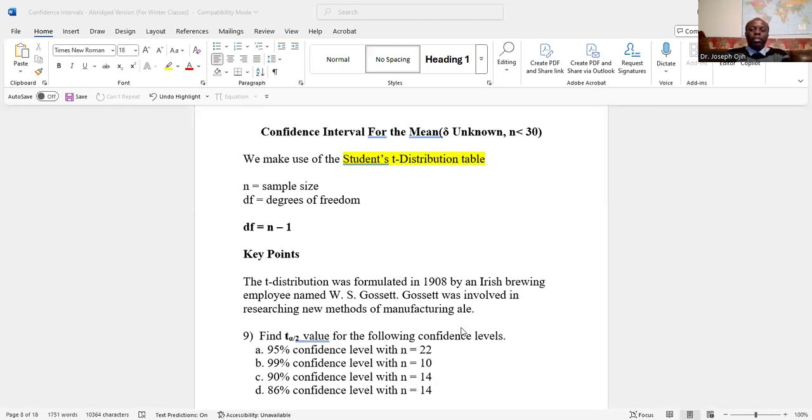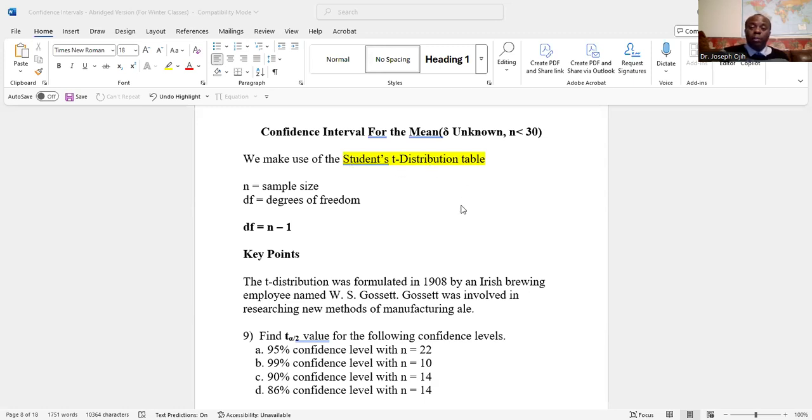If you were working for a company and developed an invention, it belonged to the company, and you could not tell the world, because a competitor might take hold of it and corner the market. So they were told that they could not give out any invention. Whatever they found while working for the company, they had to keep within the company. Now, W.S. Gosset believed that his invention could help the world, so he decided to publish it, but he published it under a different name. He called it Student. That's why we call it the student T distribution table.